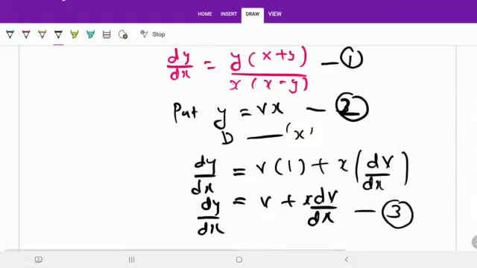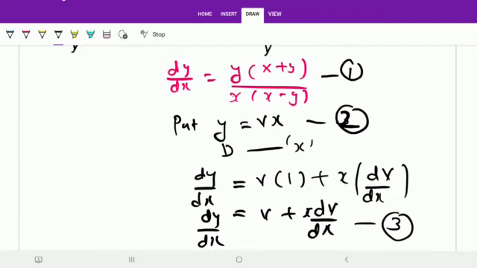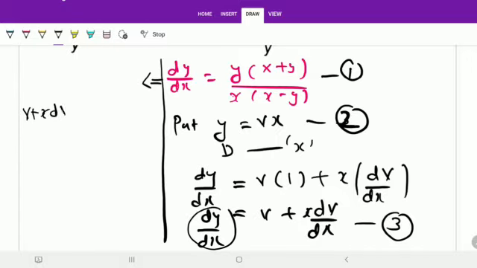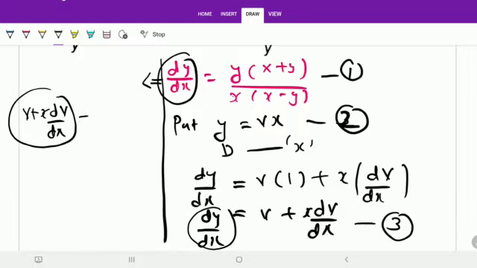So I'll substitute the value of y and dy by dx in this equation. I substitute 3 and 2 in equation number 1. Instead of dy by dx, I'm now writing v plus x dv by dx, and on the right hand side the value of y will be vx, everything upon x minus vx.